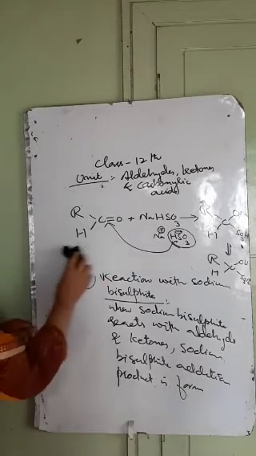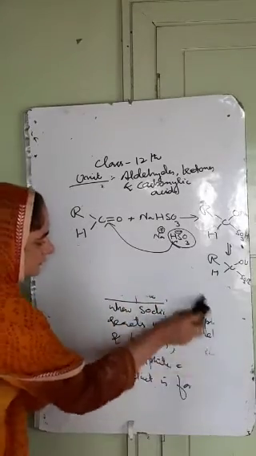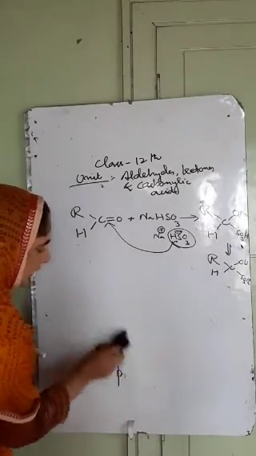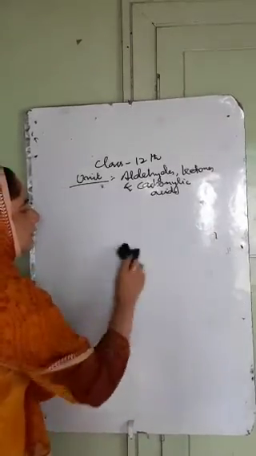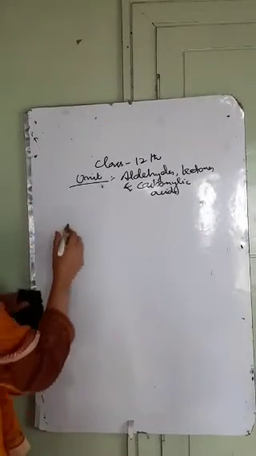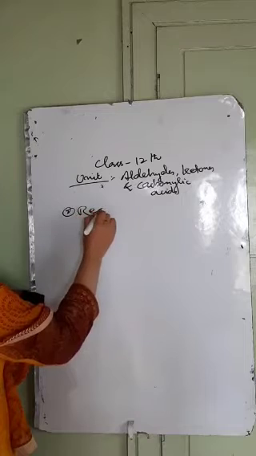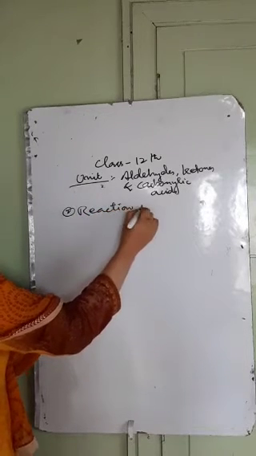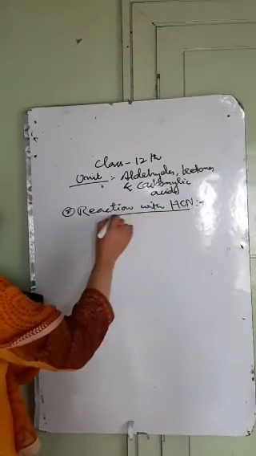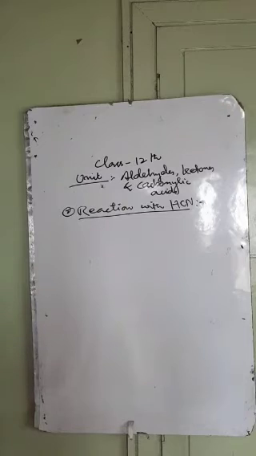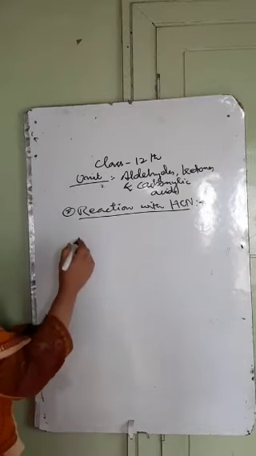Number second reaction of aldehydes and ketones is reaction with hydrogen cyanide. Hydrogen cyanide reacts with aldehydes and ketones, and results in the formation of the compound which is called cyanohydrin. So when aldehydes and ketones are treated with hydrogen cyanide, cyanohydrins are formed.